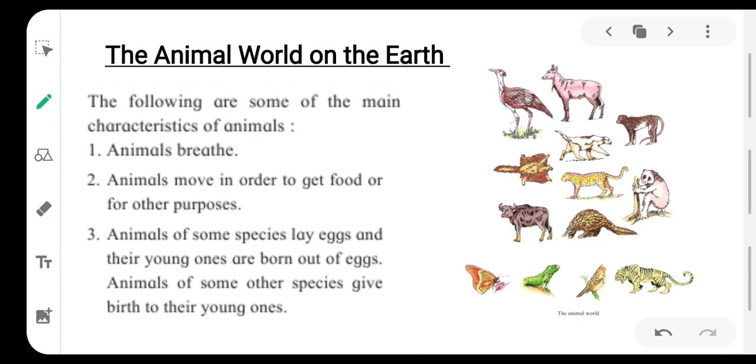Here is the animal world. In this picture you can see many of the animals. And here you must be knowing each and every animal's name also. So, I think you all have understood, because it's very easy. And learn the main points.